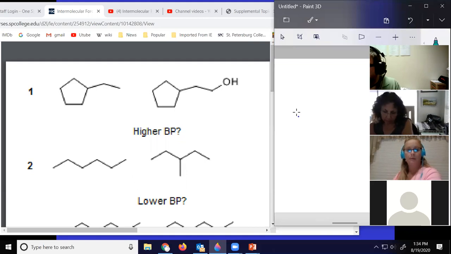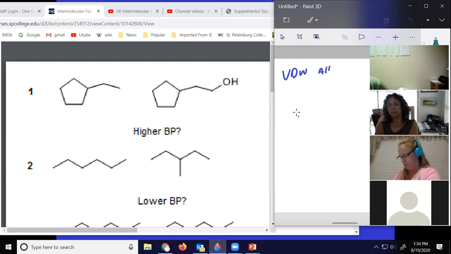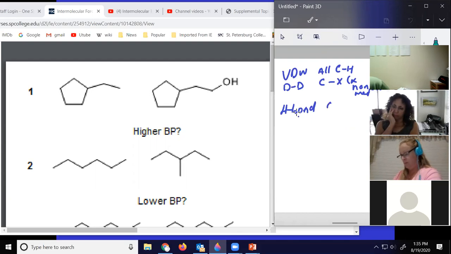We know that van der Waals is going to be all CHs. We know that dipole-dipole is going to be CX, where X is a non-metal. And is van der Waals only CH? Yep. And then OH, NH, FH for the hydrogen bond.